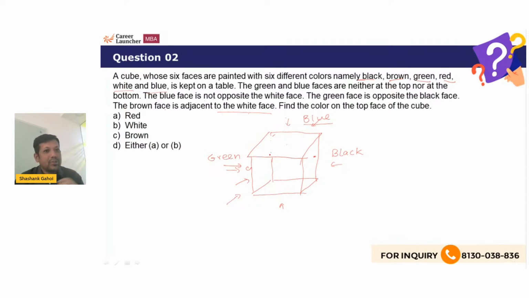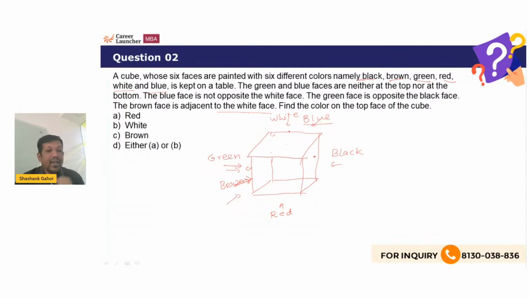So I have no idea about the front face. I have this idea that the front face cannot be white, because opposite to blue you can't have white. So white has to be either top or bottom. If I put this as white, then the adjacent face, the front face, is going to be brown. Then the bottom face is going to be what? That is red.